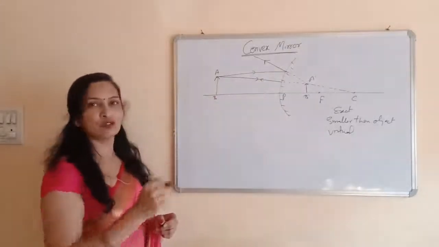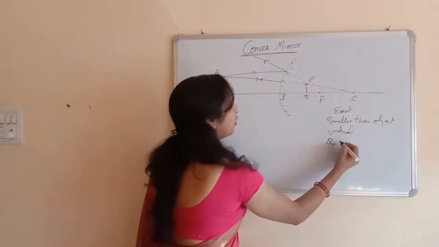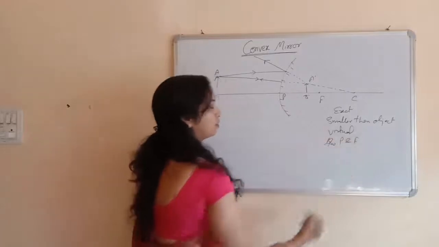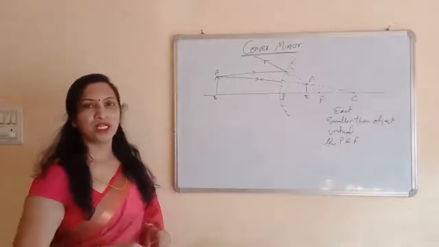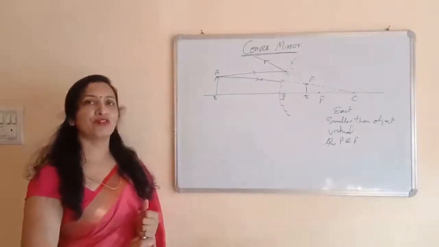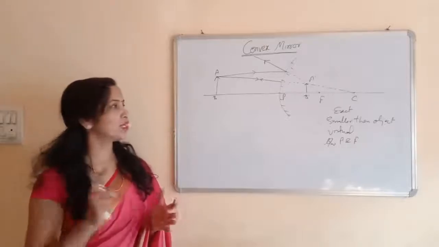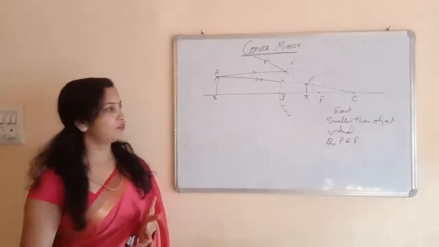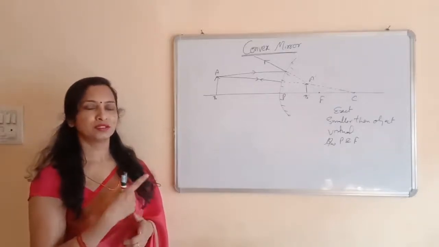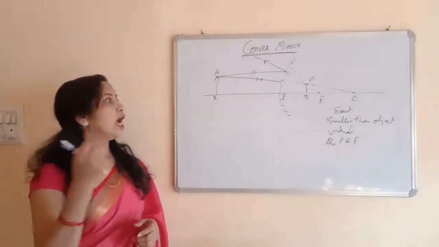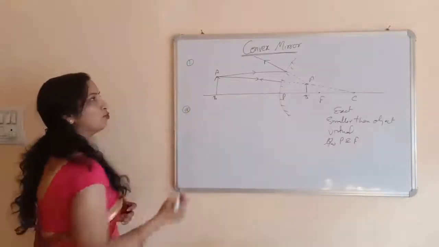And what is the position of the image? It is in between P and F. It is formed between P and F. So this is one of the images formed by the convex mirror. So you can write down the nature of the image formed by the convex mirror. The nature of the image is erect, virtual, between P and F, and smaller than the object. And where is the position of the object? The position is in between infinity and the pole. This is the first image formed by the convex mirror.